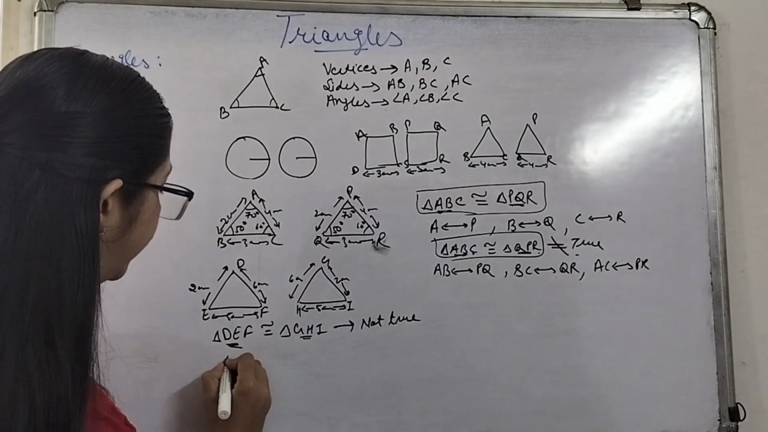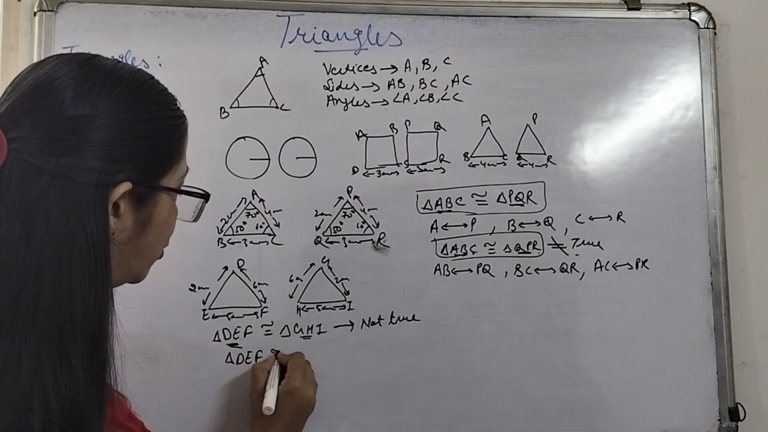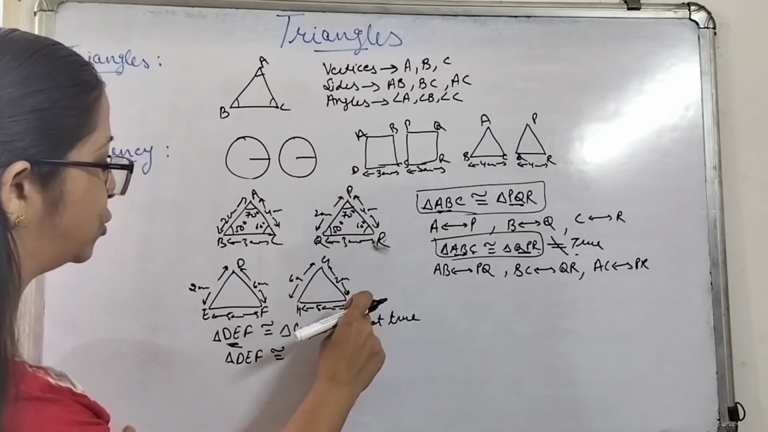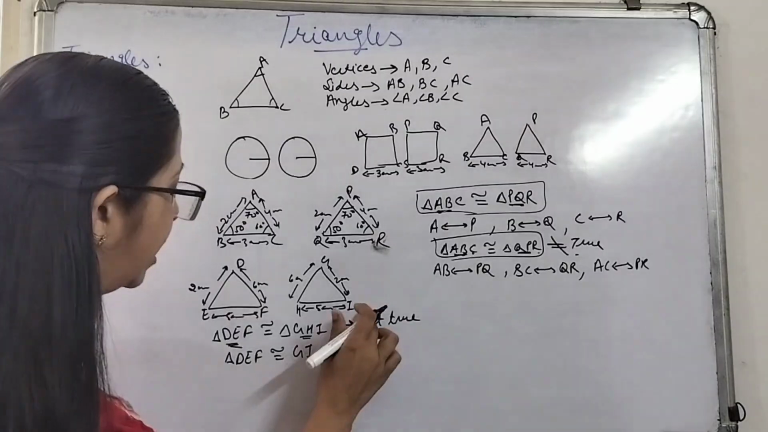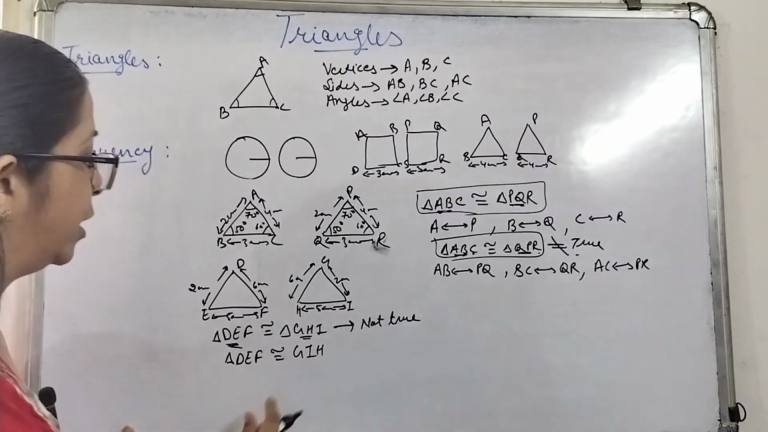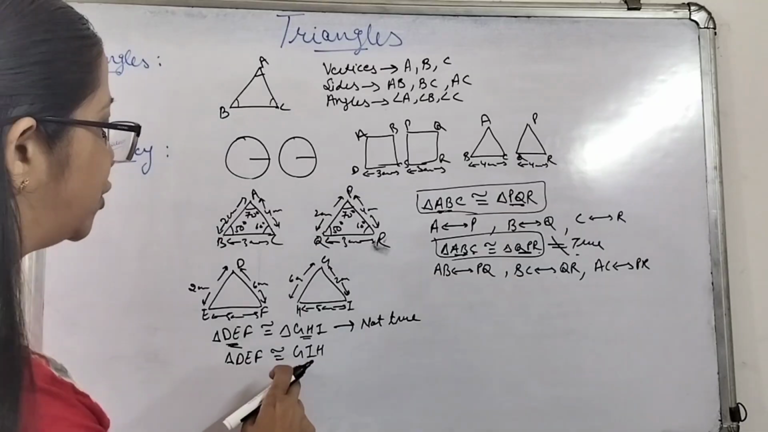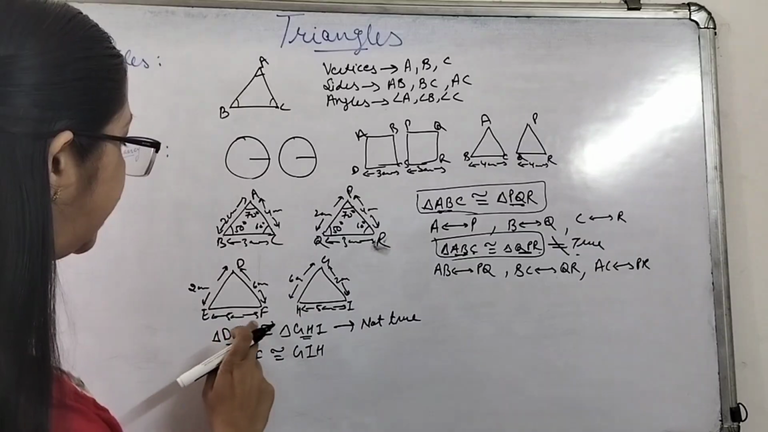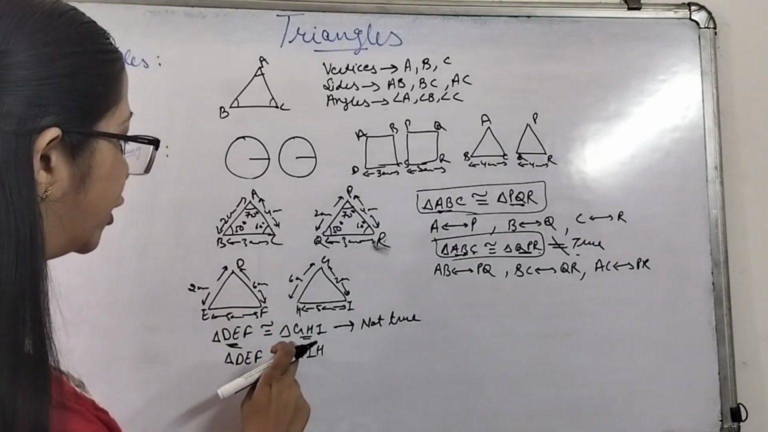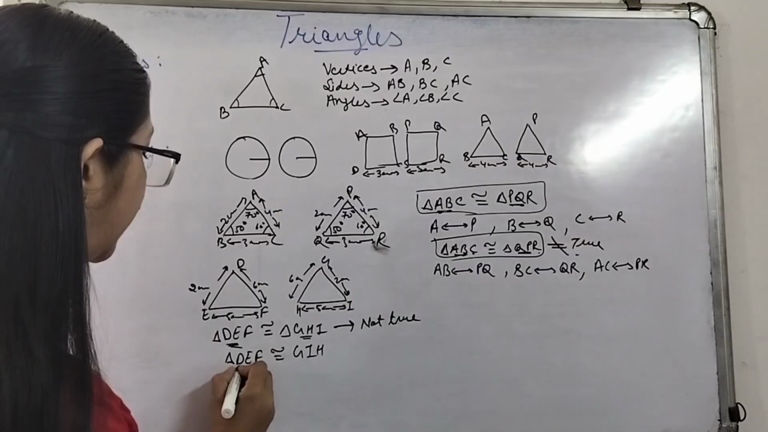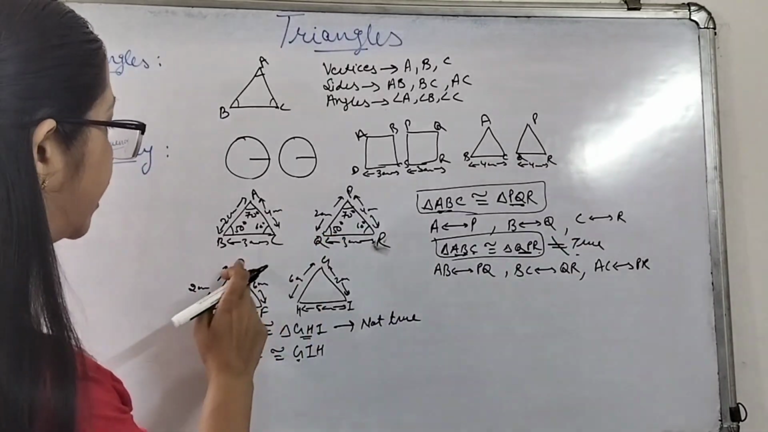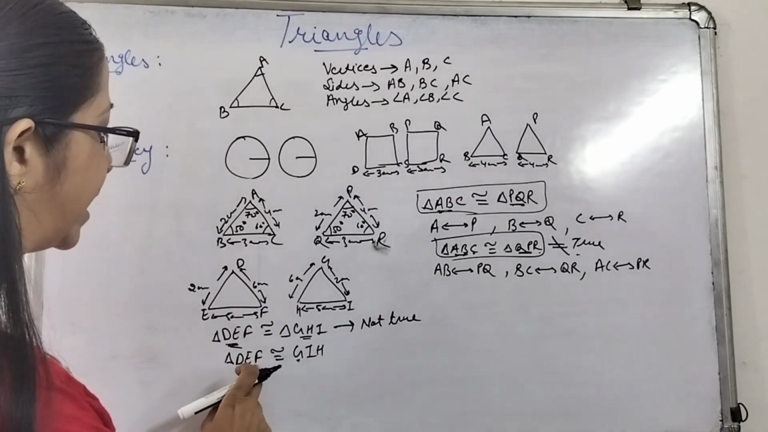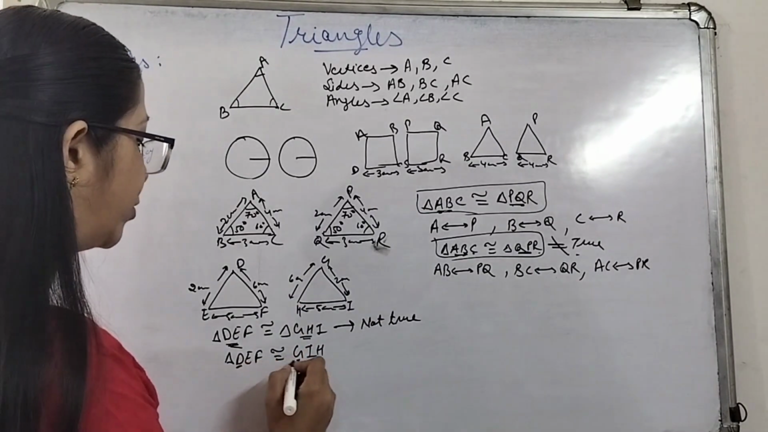How will we be writing it? Triangle DEF is congruent to. Now see DE is 2 and over here GI is 2. So we will be writing GI and then I'll be writing H. Now check it. DE is 2, GI is 2, EF is 5 and IH is 5, DF is 6 and GH is 6. That means D will be corresponding to G. The point D will overlap on G. The point E will overlap on I and the vertex F will overlap on H. This is how we will be writing it.